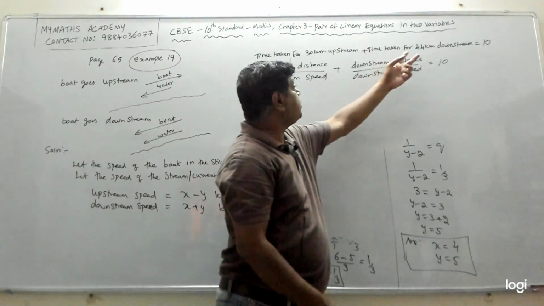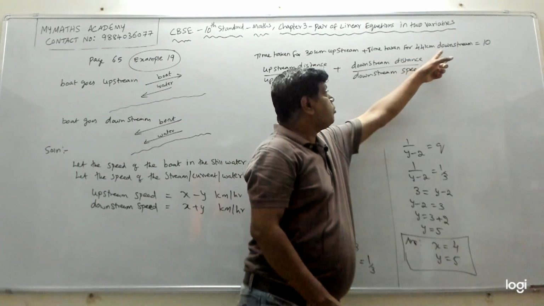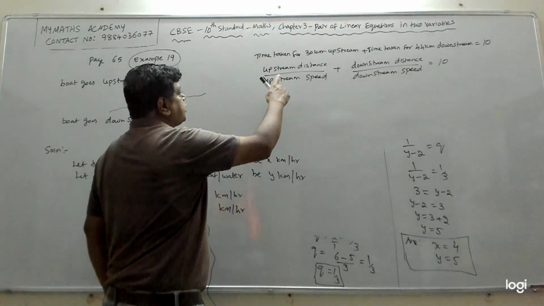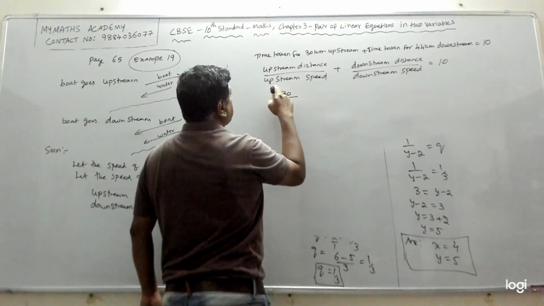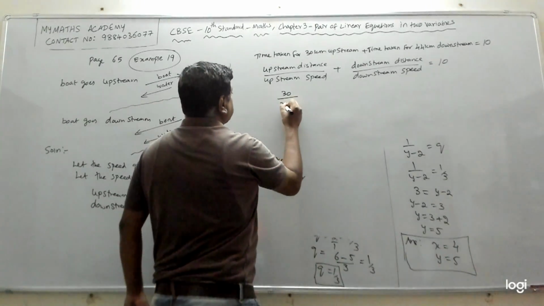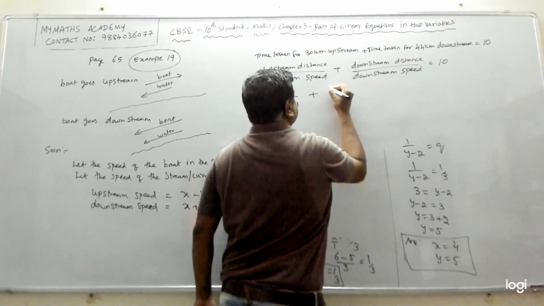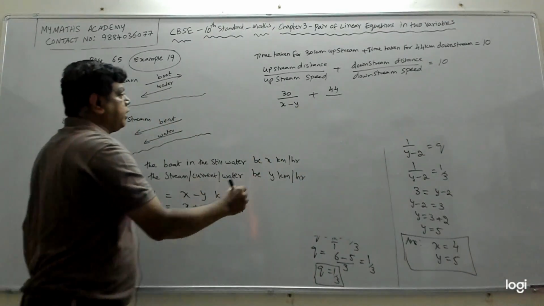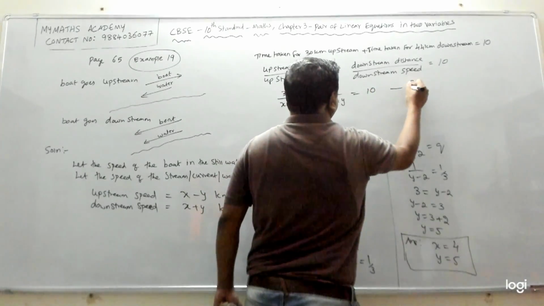Similarly, downstream time is again distance by speed, but since we are talking about downstream, we should put distance by downstream speed. Now, how much distance is it going upstream? Upstream distance is 30 km, divided by the upstream speed, which is x minus y. Then plus the downstream distance, 44, by the downstream speed, x plus y, equal to 10. So this is your first equation.